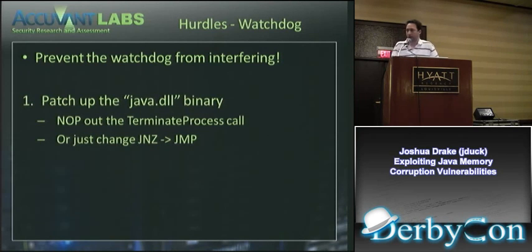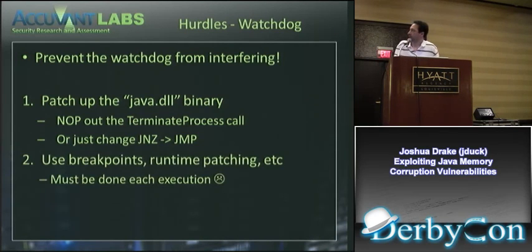So what I usually did for permanency is I just patch up the DLL. I'll go in and knock out the call altogether because I'm like, why does Java need to terminate processes? I don't need any. I like my processes. I don't trust Java to pick which ones. Or you can just change the JNZ to a jump, like old school cracking style, and say, no terminate process.